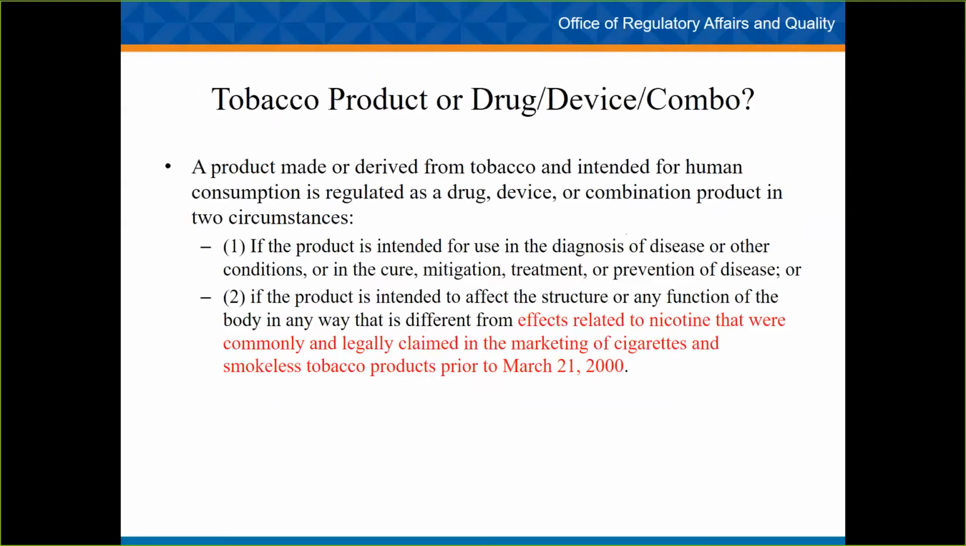So when is a tobacco product regulated as a medical product? One of two circumstances. If the product is intended for use in the diagnosis of disease or other conditions, or in the cure, mitigation, treatment, or prevention of disease. This is pretty similar to what we think of as a drug or medical device definition, but specific to tobacco products. It can also be if the product is intended to affect the structure or any function of the body in any way that's different from the effects related to nicotine that were commonly and legally claimed in the market of cigarettes and smokeless tobacco prior to March 21st, 2000.